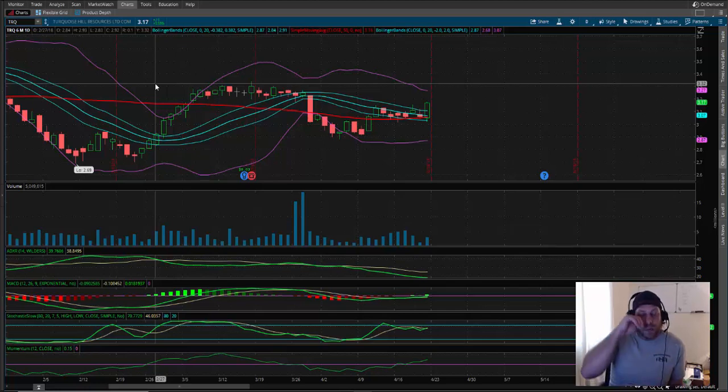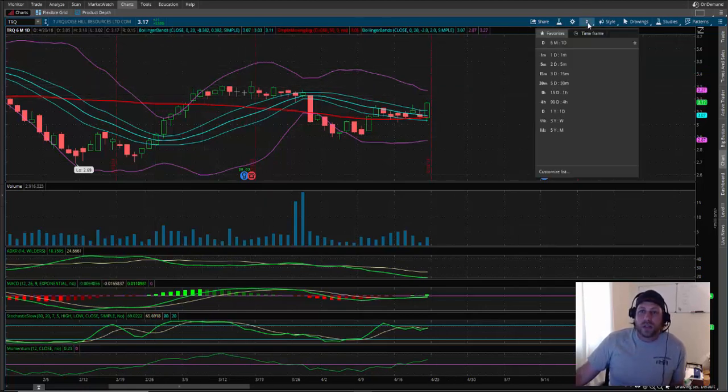It doesn't matter if it's a company that is Fortune 500 or a company that's just struggling to get by. If the chart says it's going to move, it's probably going to move, and that's what we look for.